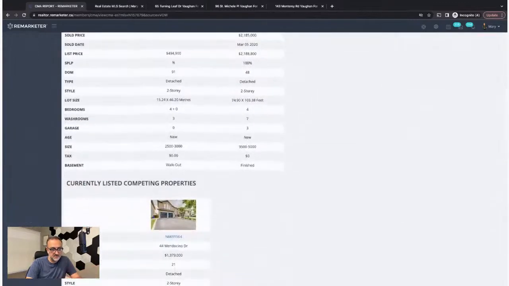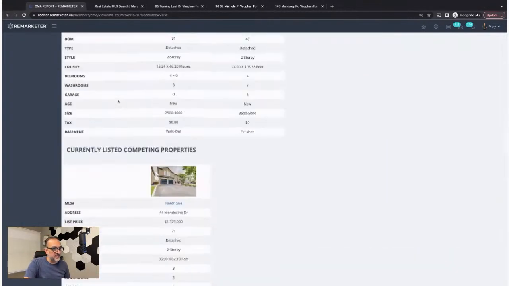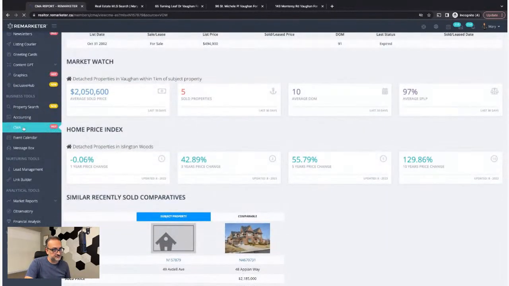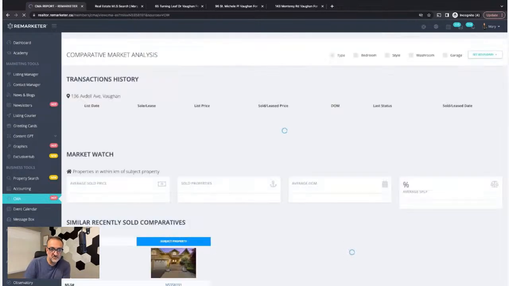It's just another property that we can do the CMA for. I don't care, it's on the same street. I'll scroll down here and find the property that seems like the one that I'm looking at right now, and that is 136 Avdil. So now I'm going to do the CMA for this one. It's a neighboring property, similar to the one that I'm door knocking right now, similar to the one that I'm presenting. It's on the same street, same type, same size, looks pretty similar.